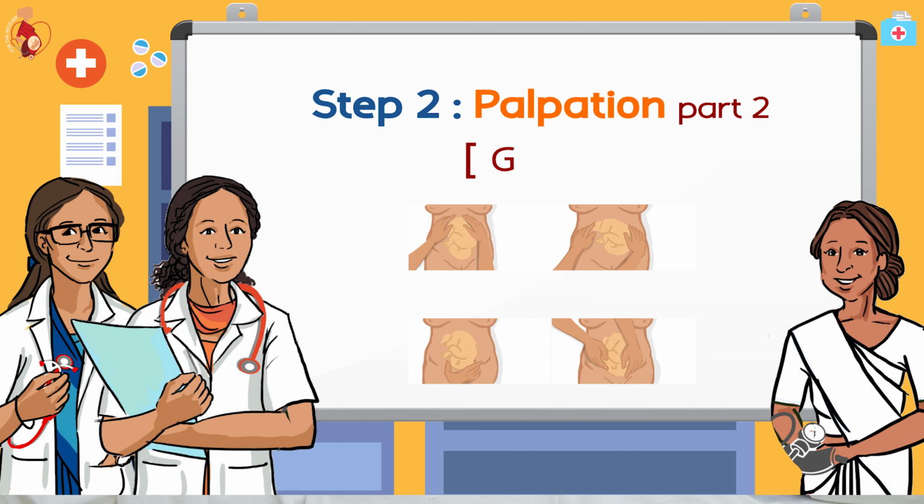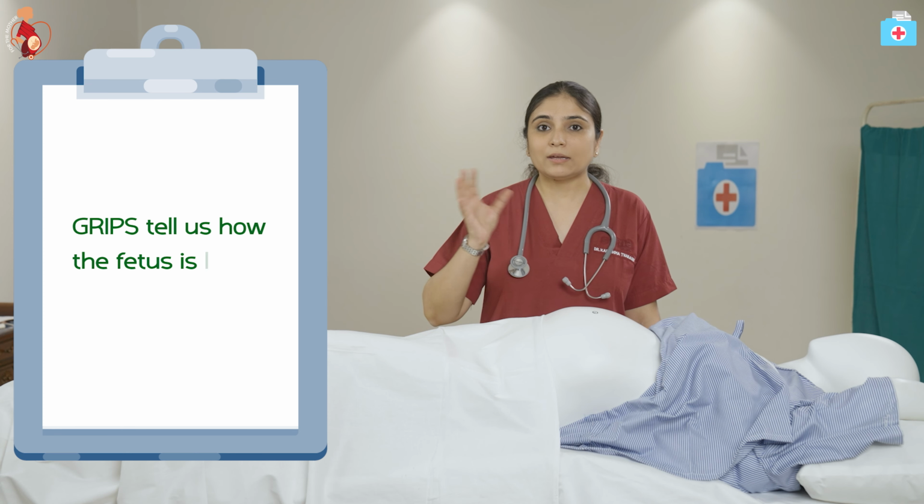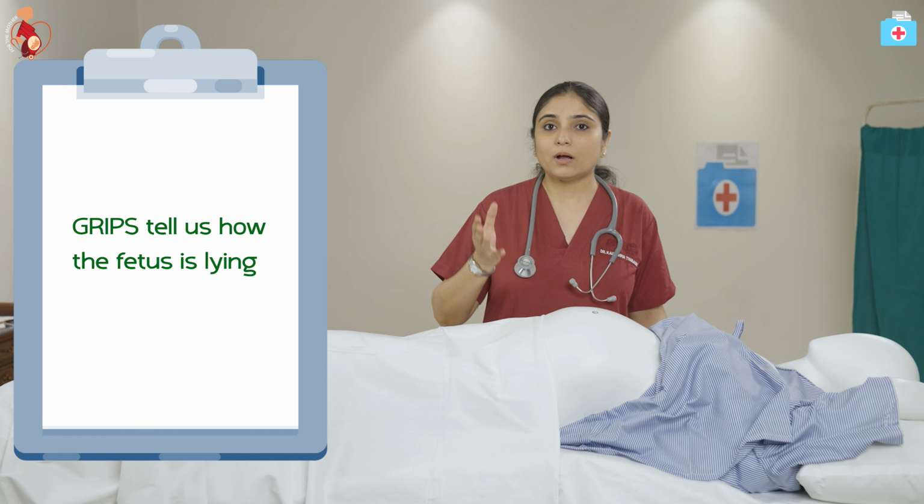The next part of palpation is grips. The purpose of grips is to get an orientation of how the fetus is lying in the mother's abdomen.